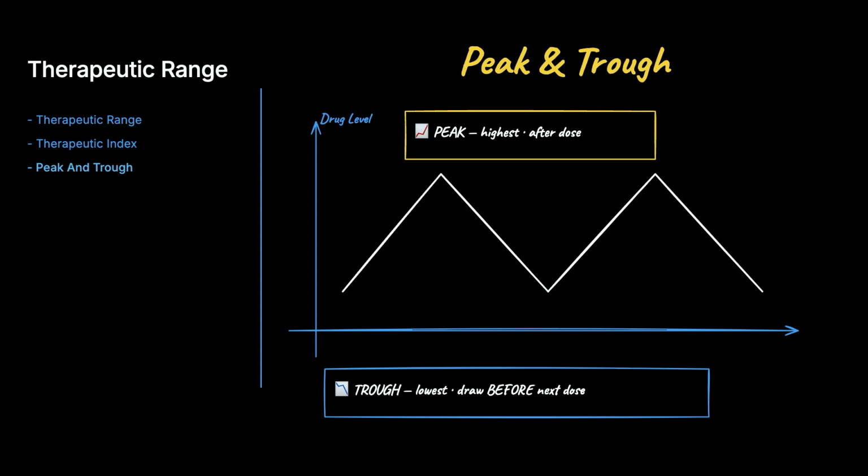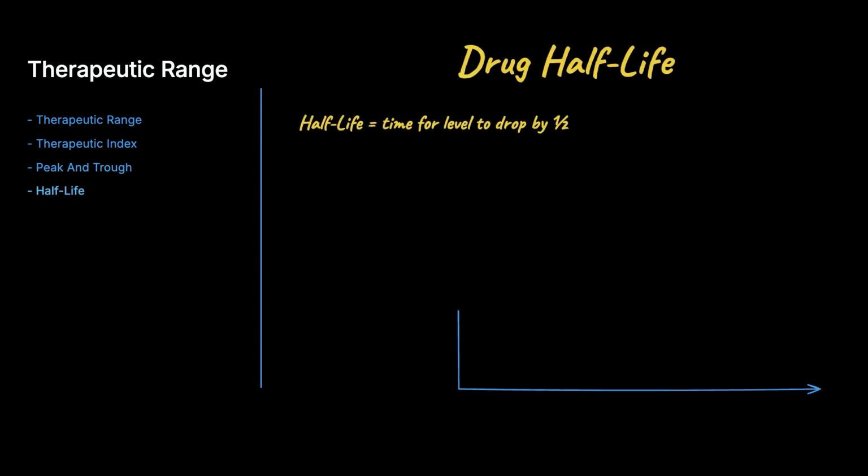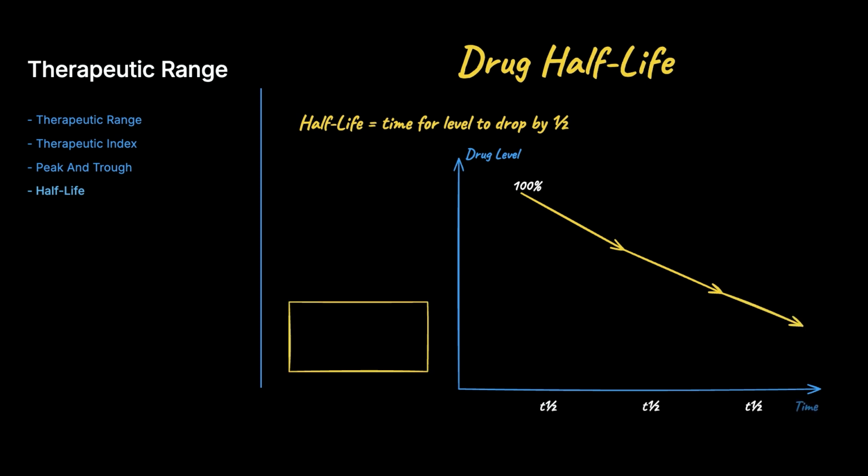Remember it this way. Trough comes right before and peak comes after. Half-life is the time it takes for the drug level in the blood to fall by half. A short half-life means the drug leaves quickly, so we dose it often. A long half-life means it lingers, so we dose less frequently, though it builds up more easily. A stable, steady level is reached after about 4 half-lives.